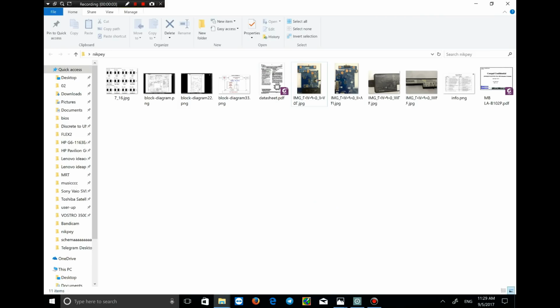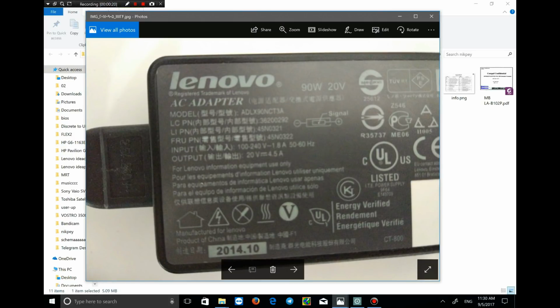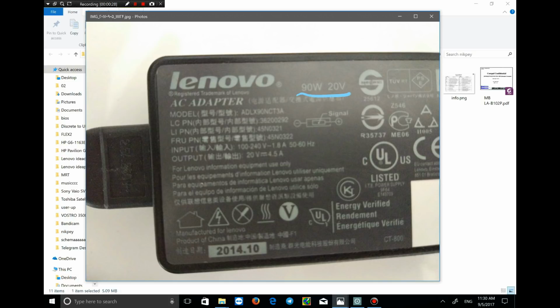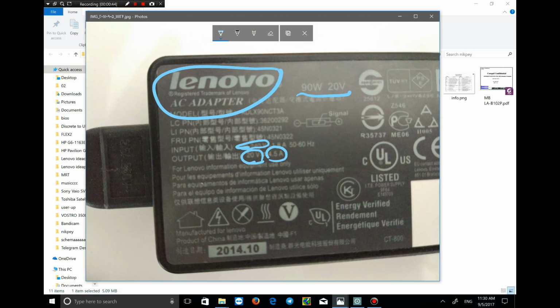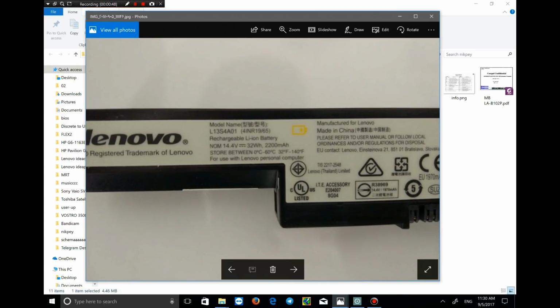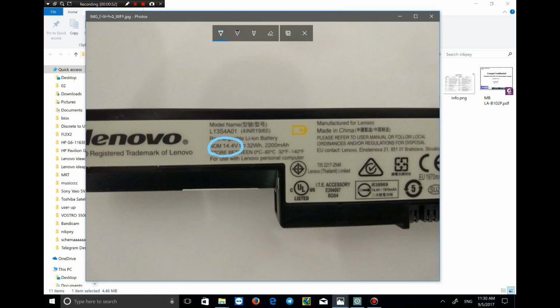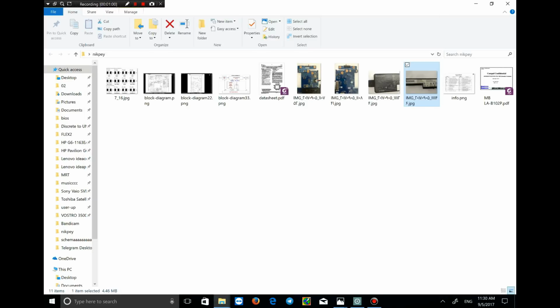In this part, I want to talk about the charge and discharge circuit of the battery and adapter function in schematics. First, let me show you the inputs. There is an adapter, a Lenovo adapter. Let me show the specifications too. With 90 watts and 20 volts. It's a Lenovo, as I said. 100 to 240 volt of AC power input. And the output is 20 volt and 4.5 ampere. And this is a battery with 14.4 volts and 32 watt-hours and 2200 milliampere-hours as well. They are two power inputs.